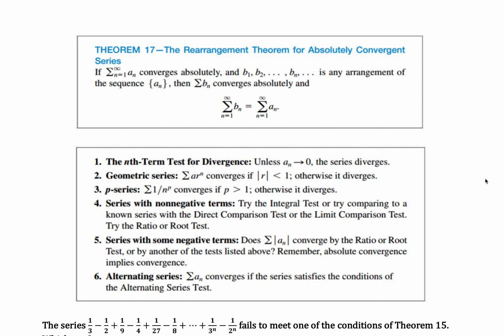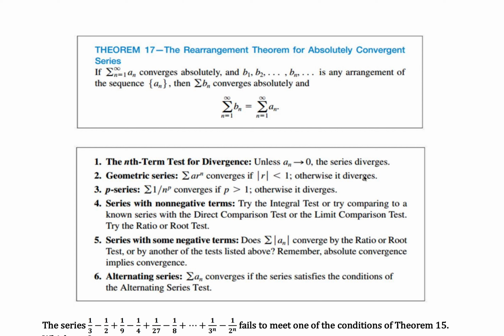So here I'm going to wrap up section 10.6. I'm going to actually talk about this out of order ever so slightly. Here in the second box, I have the different techniques and tests that we've gone over so far for determining whether a series is convergent or divergent. So here they just kind of are summarized in one place. But I want to finish out this section.